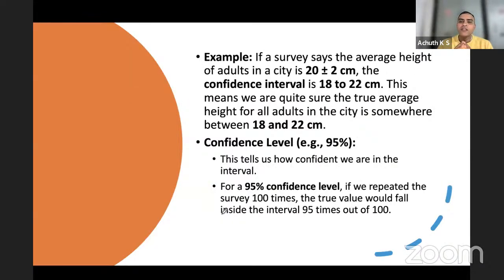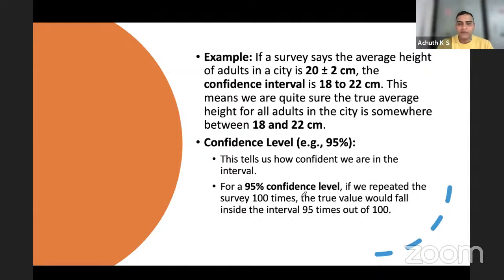Example, if a survey says that the average height of adults in a city is 20 plus or minus 2 centimeters, the confidence interval ranges from 18 to 22 centimeters. The average is 20 centimeters, the standard deviation is 2, so hence the confidence interval is 18 to 22.